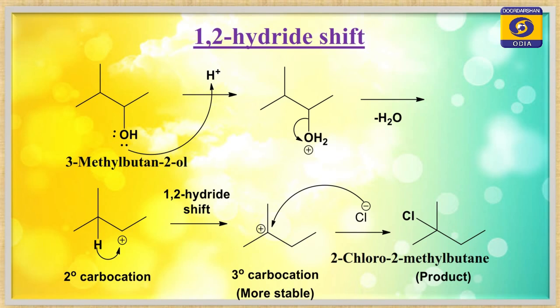I have told in the earlier class also. Why hydride shift? OH group, if attached to H plus ion, it gives you unstable OH2 plus, it is a good leaving group. Once the OH2 group removes, then it gives you a carbocation. It is a secondary carbocation, and by hydride shift you can get a tertiary carbocation. Remember, tertiary carbocation is more stable than secondary carbocation. So, once you get tertiary carbocation by hydride shift, then the chloride ion or any halide ion will attack that carbon to give you the resulting product.